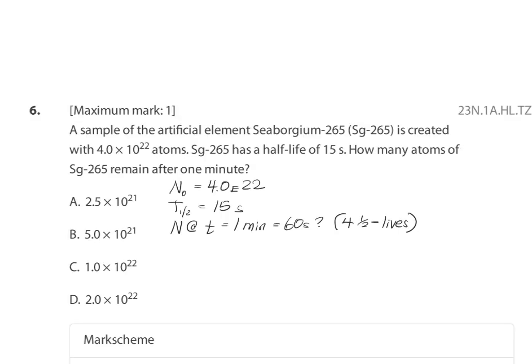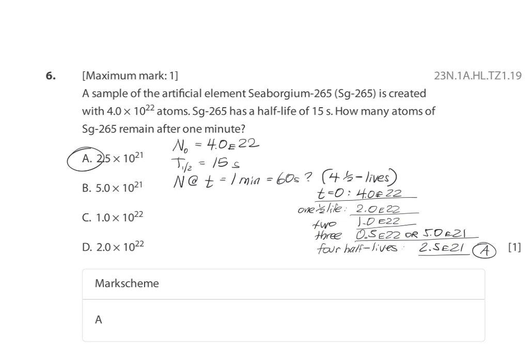You can maybe work this out using the equations, but you could also noodle it out, realizing that 60 seconds is 4 half-lives. If our start count at time 0 is 4 times 10 to the 22, 1 half-life later it's 2 times 10 to the 22, 2 half-lives is 1 times 10 to the 22, 3 half-lives is a half times 10 to the 22, or 5 times 10 to the 21, and then 1 more half-life is half of that, 2.5 times 10 to the 21, which is choice A.